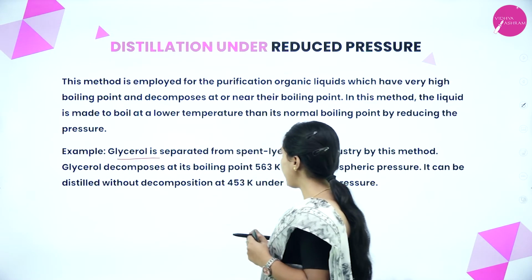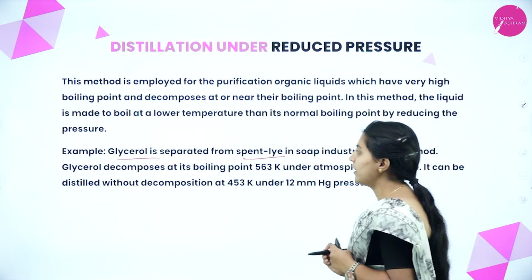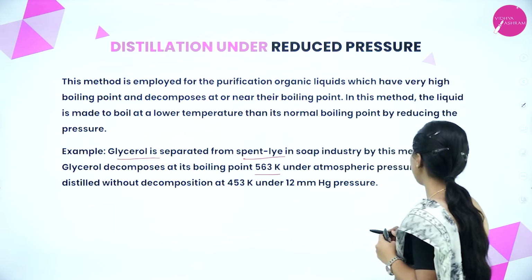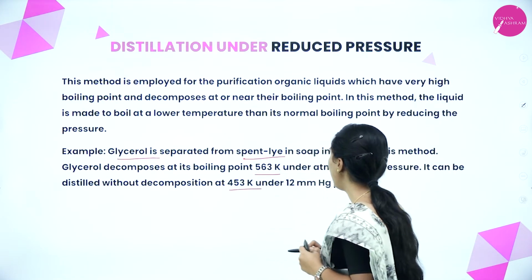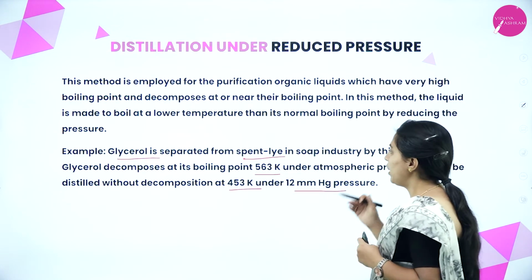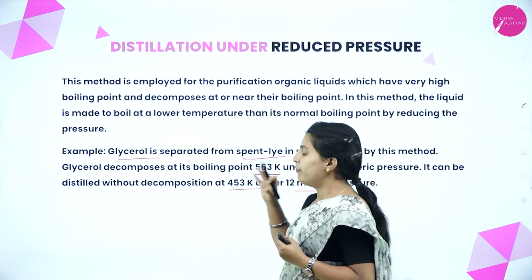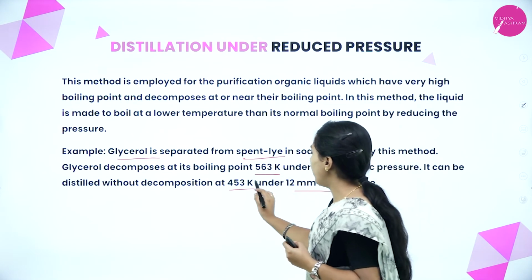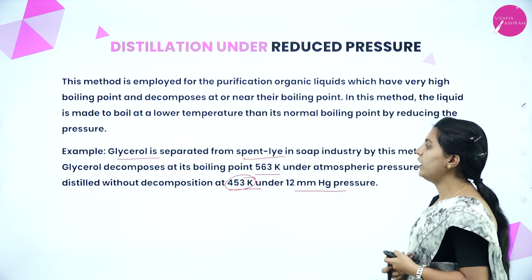For example, glycerol is separated from spent lye in the soap industry by this method. Glycerol decomposes at its boiling point of 563 Kelvin under atmospheric pressure. It can be distilled without decomposition at 453 Kelvin under 12 mm of mercury pressure. Usually glycerol decomposes at 563 Kelvin, but without decomposition it can be distilled around 453 Kelvin.